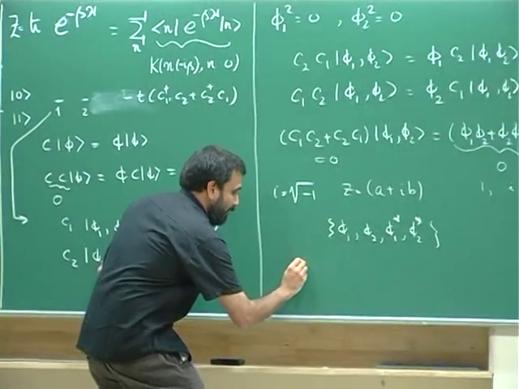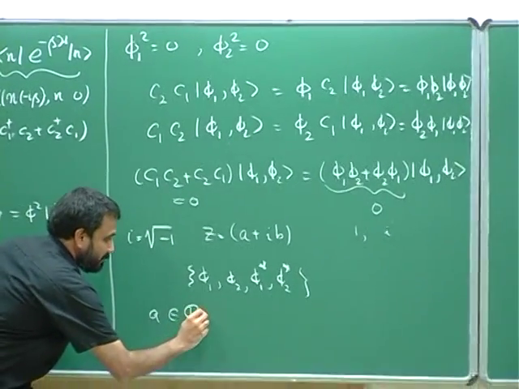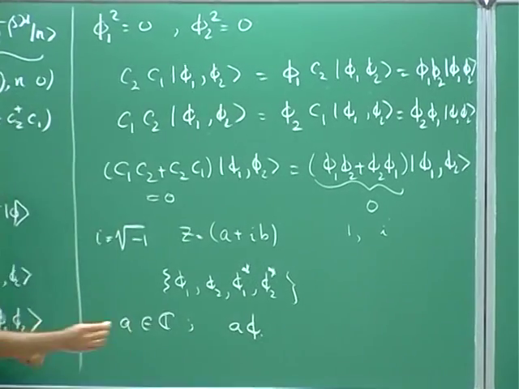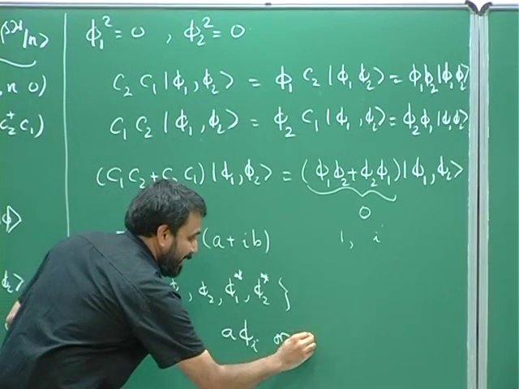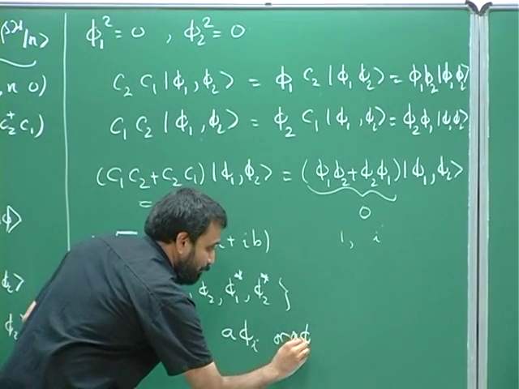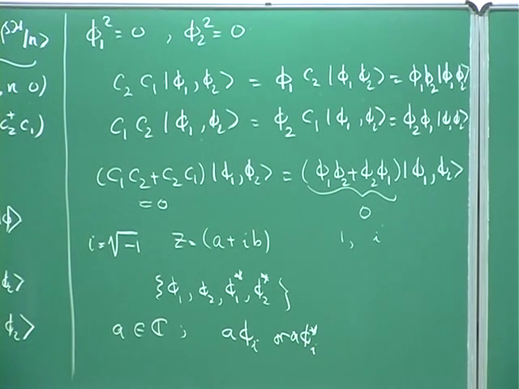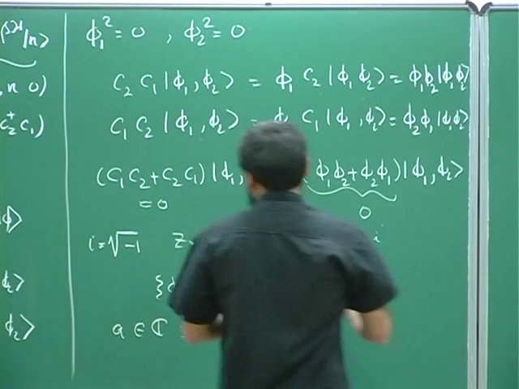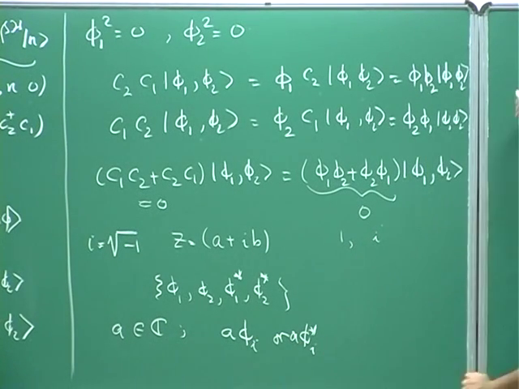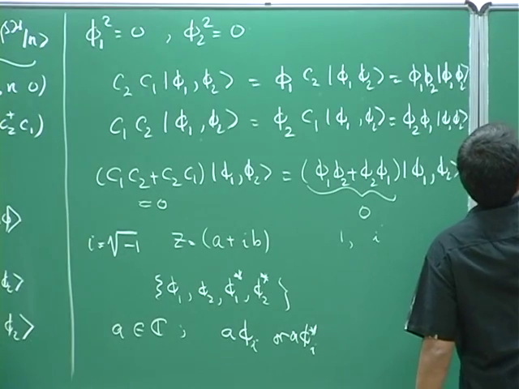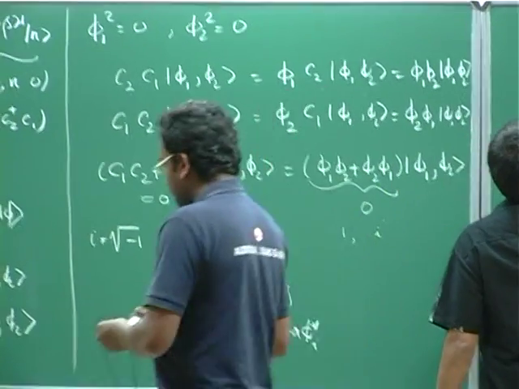For example, if A is a complex number, then I can define something called A phi I, or I can define something like A phi star I. And the rules that these guys follow for multiplication are the most important ones. So they follow the following rules. Phi I, phi j plus phi j, phi I equals 0.